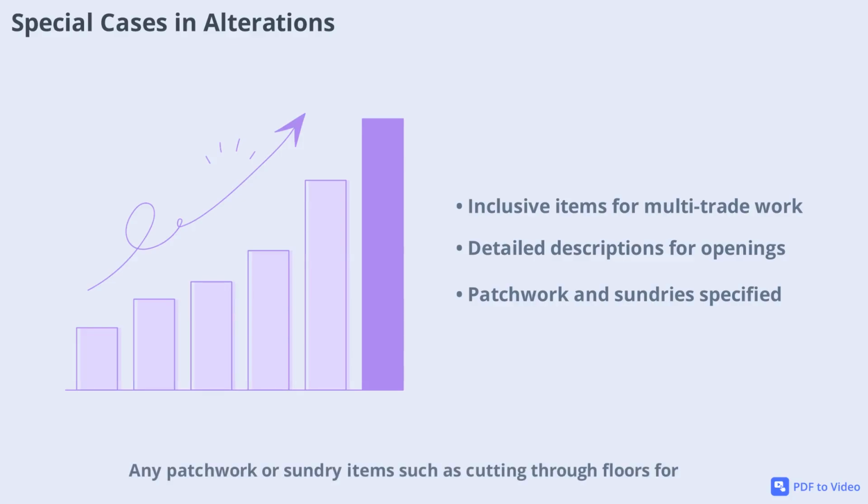Any patchwork or sundry items, such as cutting through floors for new walls or wedging up new walling, must be described with the appropriate units. These rules ensure that even complex or minor tasks are properly documented, supporting a smooth construction process.